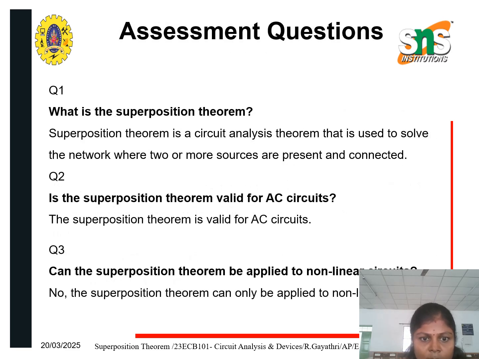Assessment questions. What is the superposition theorem? Is the superposition theorem valid for AC circuits? Can the superposition theorem apply to non-linear circuits? No.